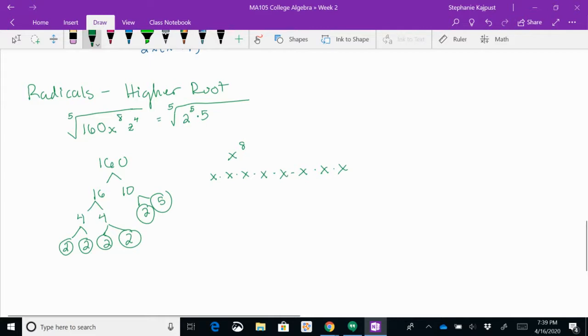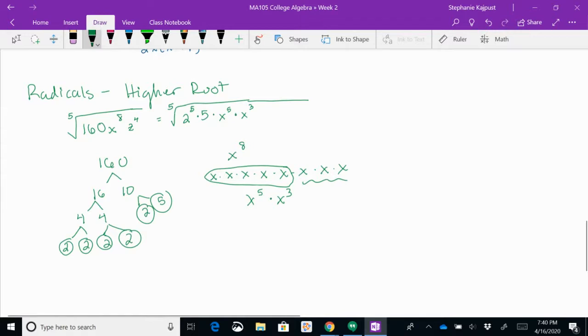We want to try to group these in groups of 5 because this is a 5th root. So let me circle. We got 5 of these together. That's x to the 5th. And then the other 3 is x to the 3rd. So that x to the 8th, I'm going to split up. So that's x to the 5th times x to the 3rd. It's the same thing. I'm just trying to split it up so that I have groups of 5.